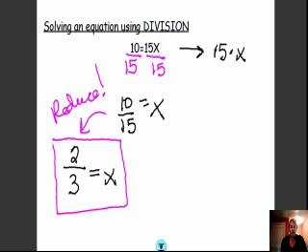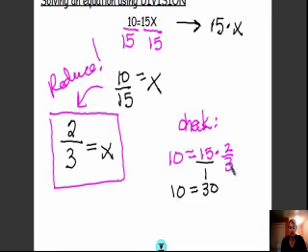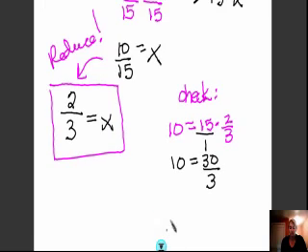Now keep in mind, I can check this. So let's do that here. Let's check this, just to be sure we did this right. So I'm going to take my original equation. 10 is equal to 15 times x, but now x is 2/3. I've got fractions here. I can multiply my fractions because I can turn 15 into 15 over 1. And then I can multiply straight across. So I have 10 is equal to 15 times 2 is 30, and then 1 times 3 is 3. Now I have 10 over here. 30 divided by 3 is 10. Yep, that checks out, so we're good there.